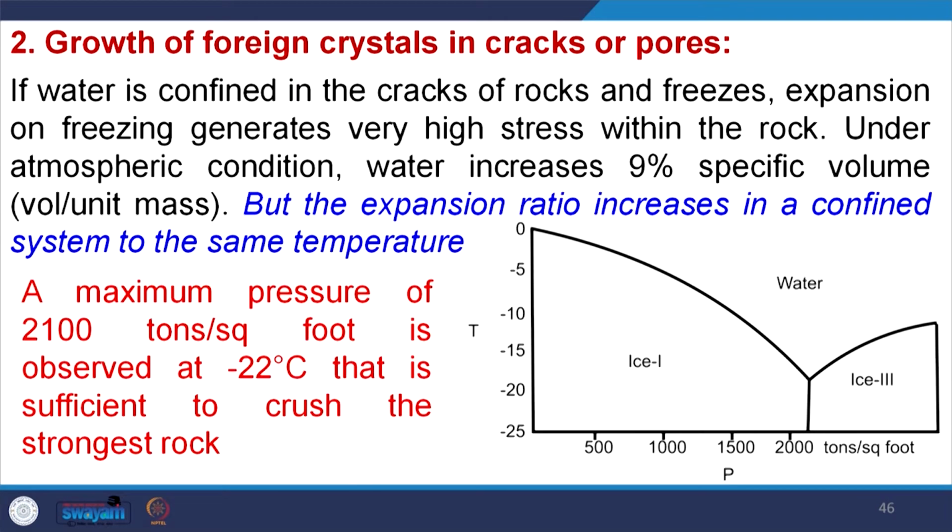Now, the second point is the growth of foreign crystals in the cracks of the rocks. This is another prominent point of physical weathering. What is growth of foreign crystals? Foreign crystal means the crystals which are formed outside the rock, that is foreign crystals. That means it has no relation to the rock which is hosting it.